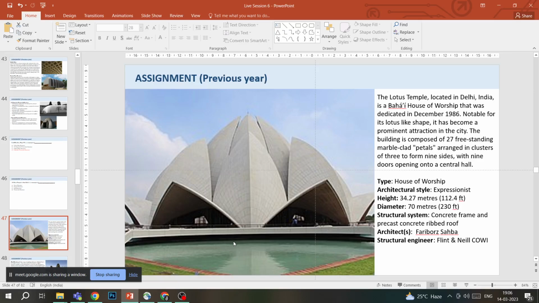The height is 32.7 meters. Diameter is 70 meters. The structural system that has been used is concrete frame and precast concrete ribbed roof. The architects are Faribros Sahaba, and the structural engineers were Flint and Niels COWI.